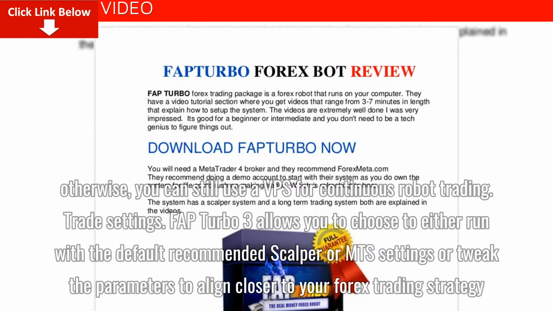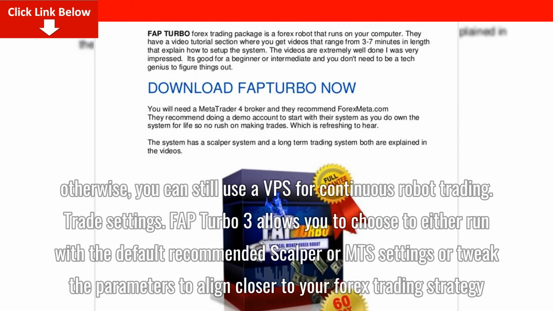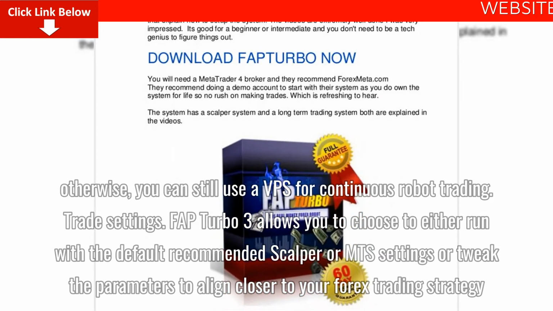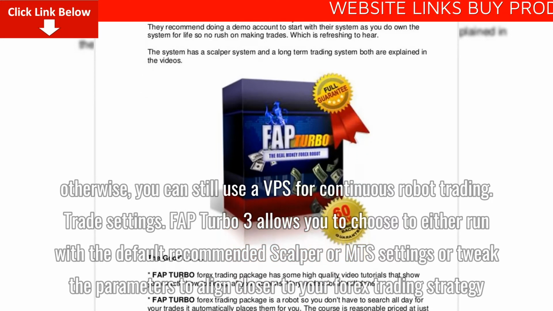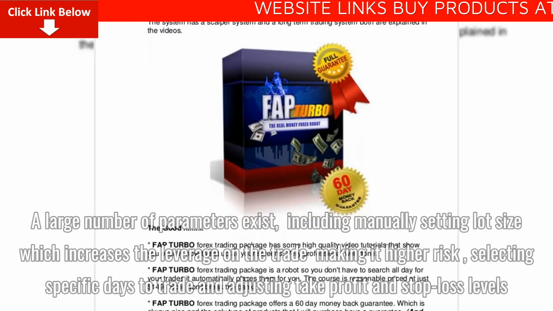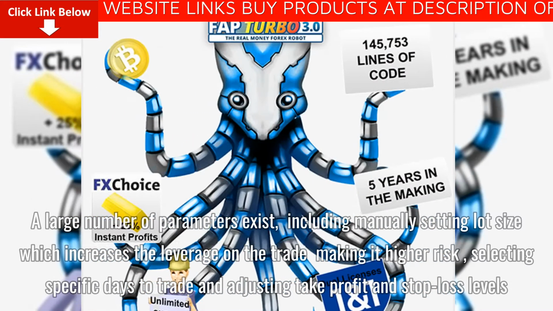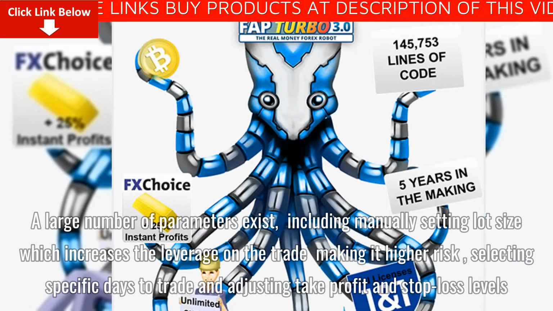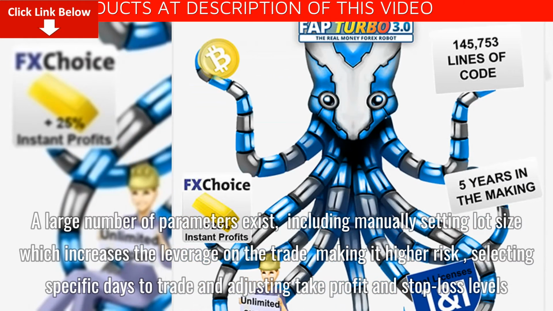Trade settings. Fap Turbo 3 allows you to choose to either run with the default recommended scalper or MTS settings or tweak the parameters to align closer to your forex trading strategy. A large number of parameters exist, including manually setting lot size, which increases the leverage on the trade, making it higher risk, selecting specific days to trade, and adjusting take profit and stop loss levels.